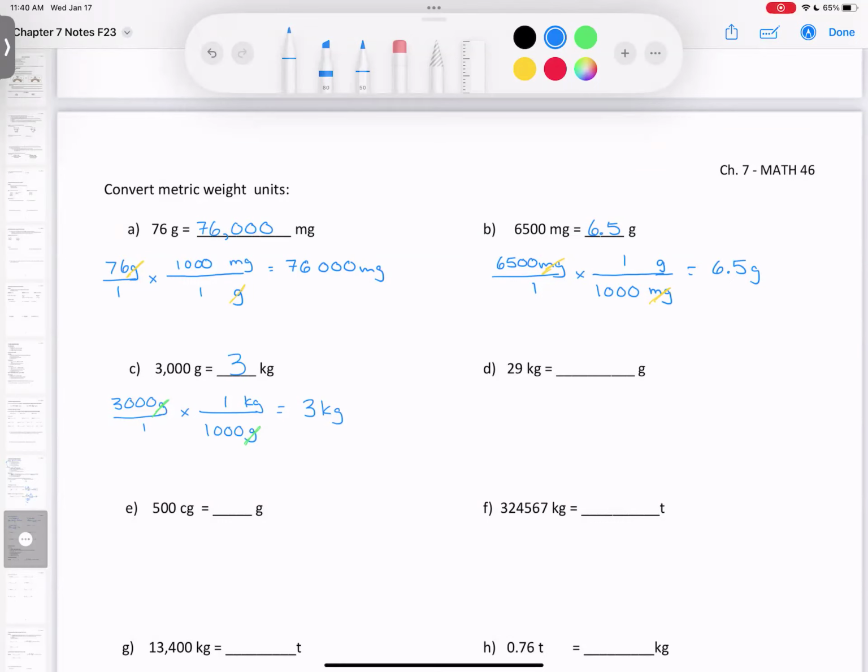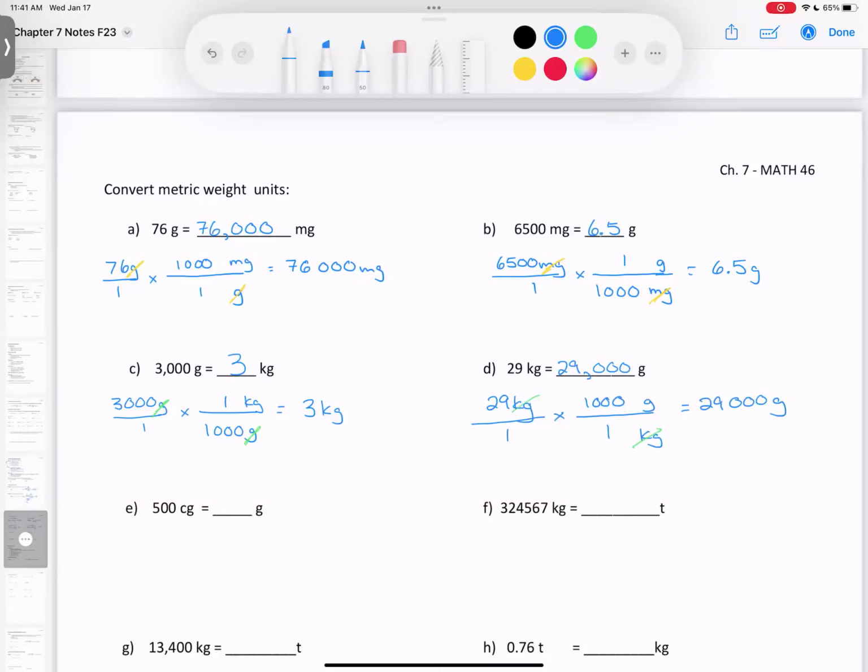Okay, next one. We have 29 kilograms, and this time we want to get to grams. So step 1, I'm going to write that out of 1. Step 2, we want a conversion factor. This time we want kilograms on the bottom and grams on the top. And if you look at your sheet, you'll see there's 1,000 grams per kilogram, just like last time. But this time our grams is on the top. Okay, that allows us to cancel out our kilograms, and we're left with 29,000 grams. So our answer here is 29,000.